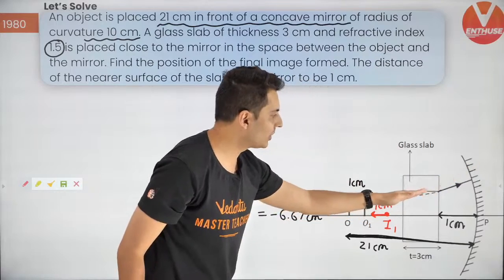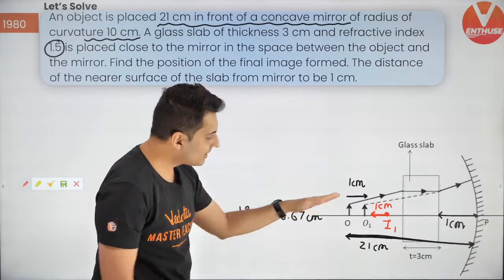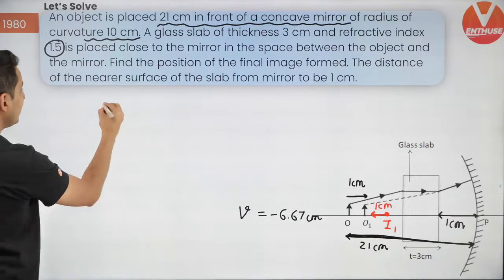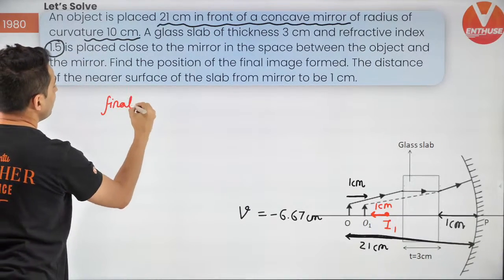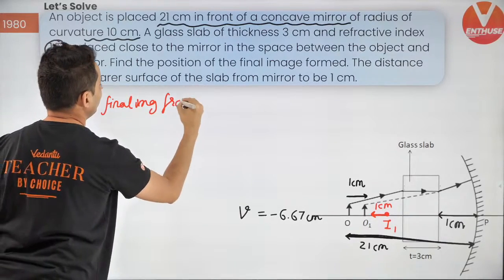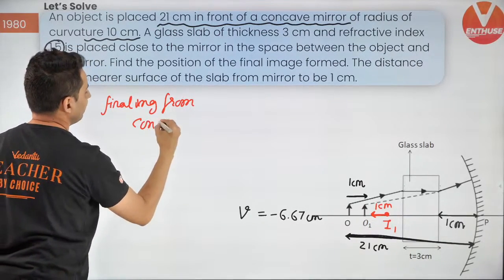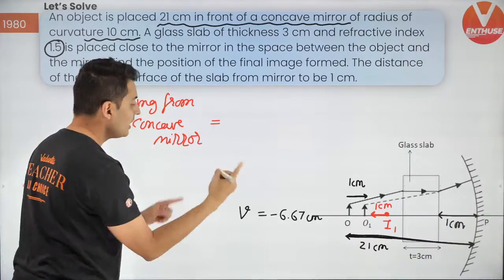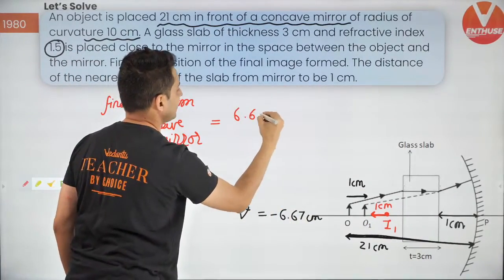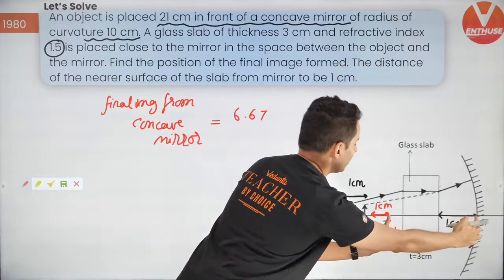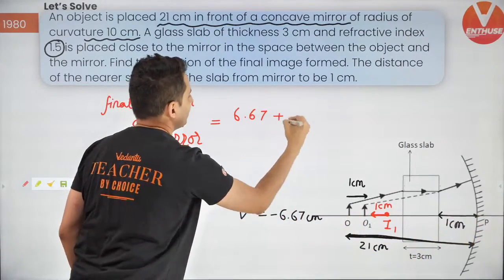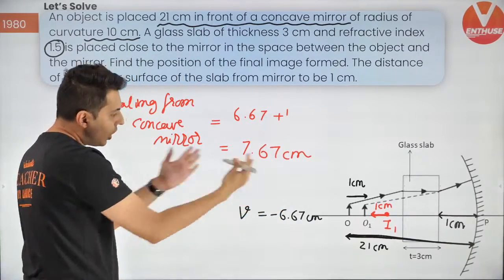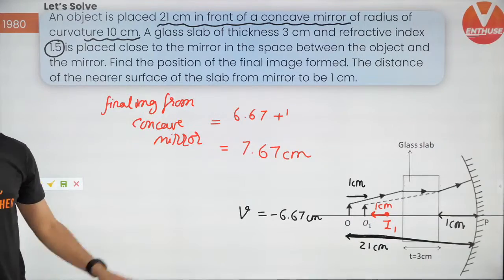The rays coming from the concave mirror will get deviated and you will see that they will merge a little bit ahead. That is the problem. So hence the final image from the concave mirror will be this distance 6.67, which is from here till here, plus that one. So that will be 7.67 centimeters on this side. I hope this is clear.